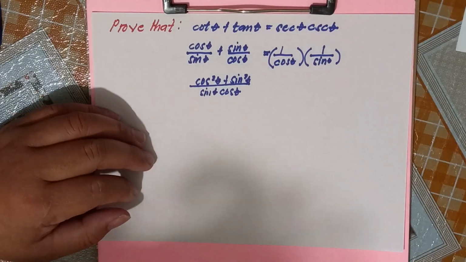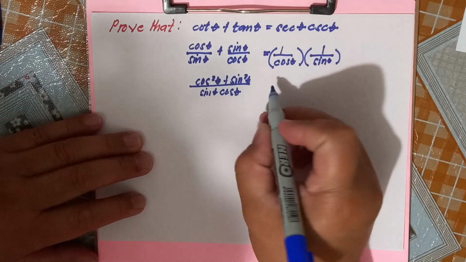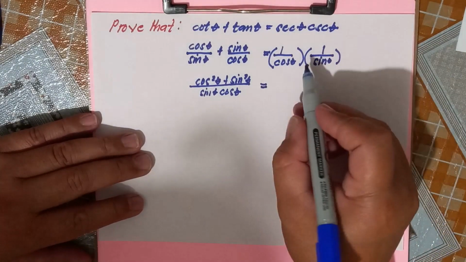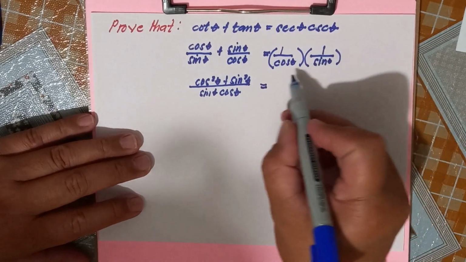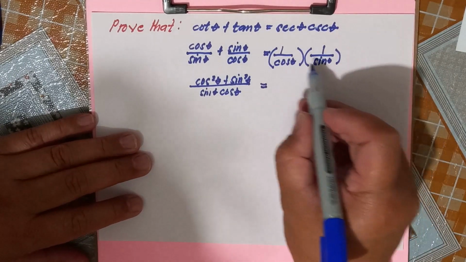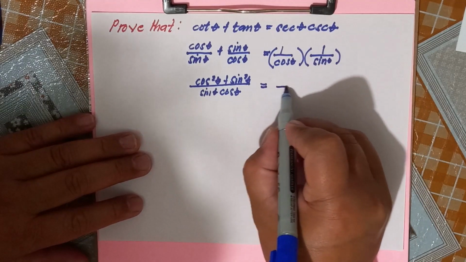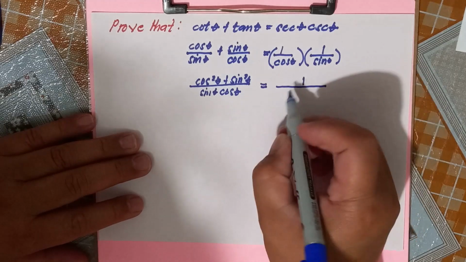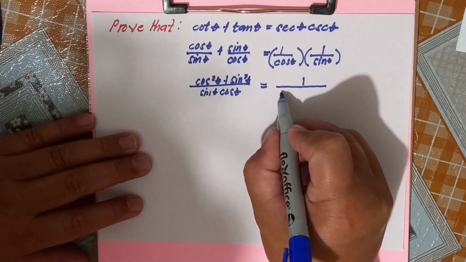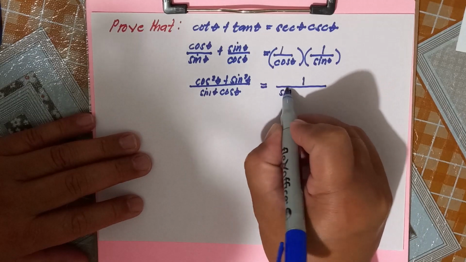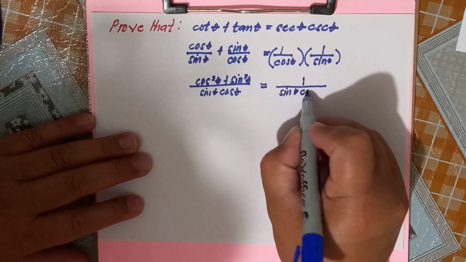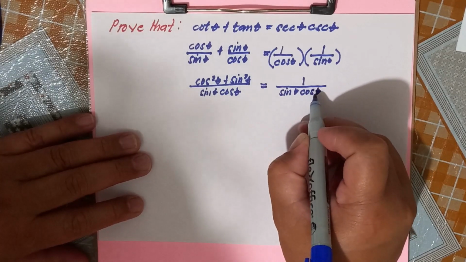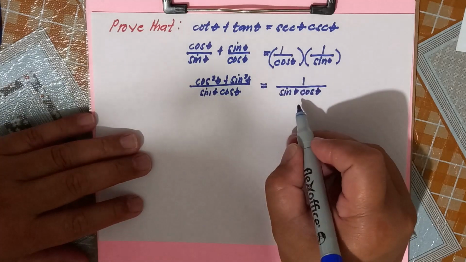To continue the problem, you multiply also the other side. That is a fraction multiplied by a fraction: multiply numerator to numerator, and denominator to denominator. So 1 multiplied by 1 gives a result of 1. Cosecant multiplied by secant gives sine theta cosine theta in the denominator. I just let it be the same as the denominator here, in sequence.